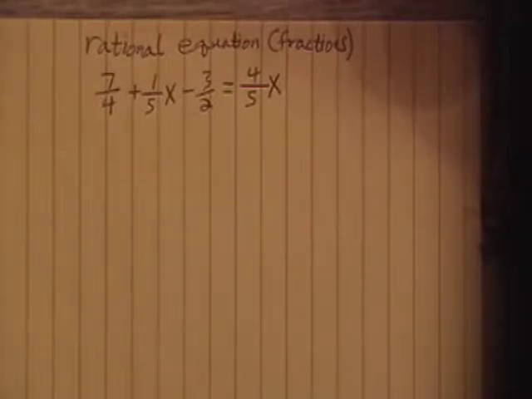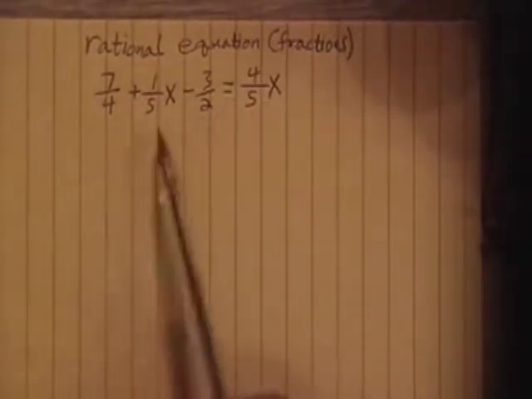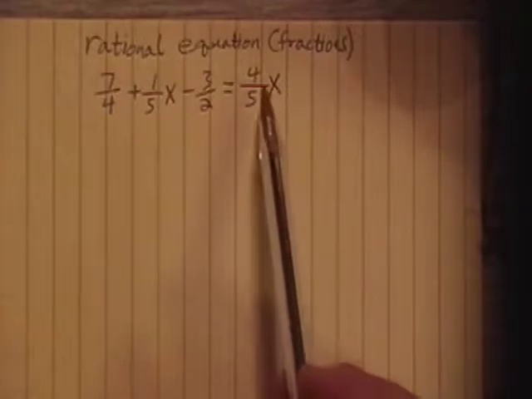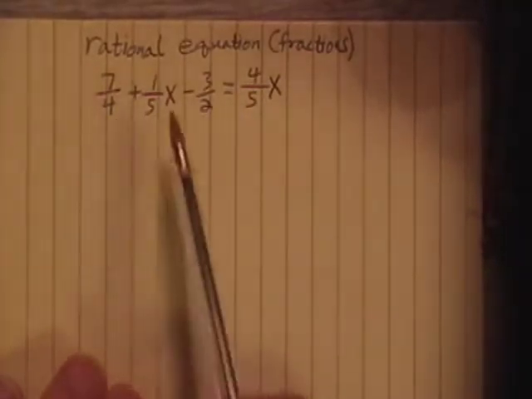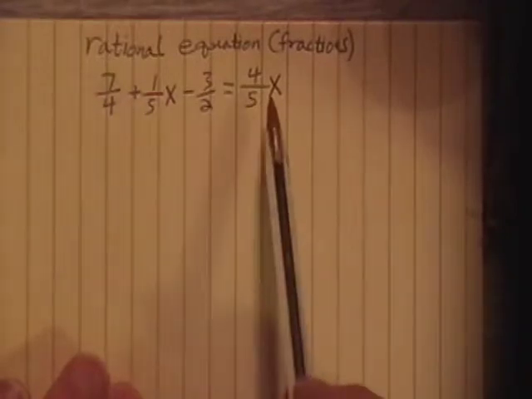Okay guys, so the first special type of equation I want to talk about are rational equations. You've probably seen these before. They're just equations with fractions. Now, I don't think anyone necessarily likes the fractions being here. So what I'm going to do is try to eliminate the fractions.